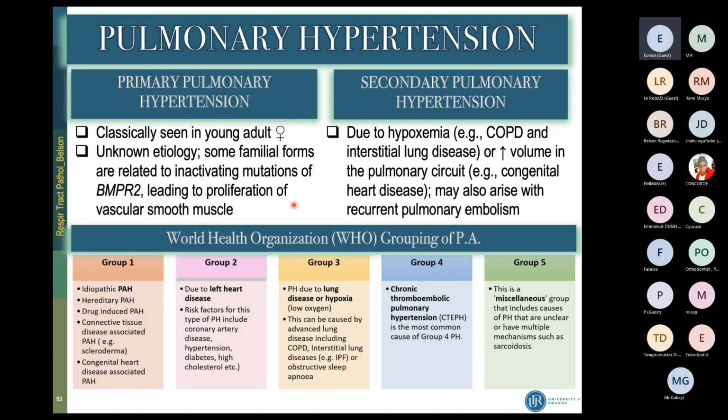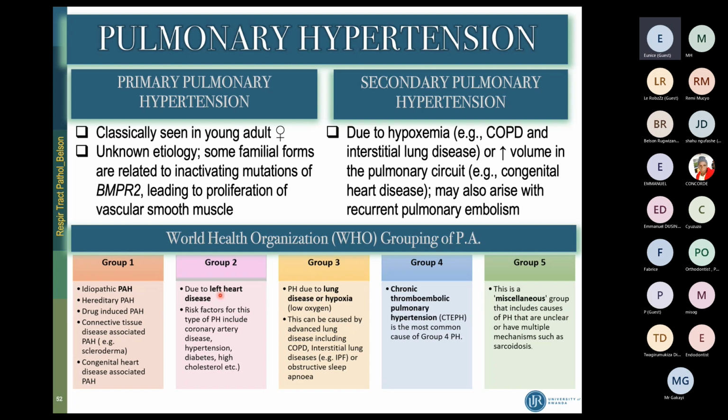So there is primary and secondary. So primary pulmonary hypertension is usually seen in young adult females. The etiology is not known. Because when you know the etiology, then it becomes a secondary pulmonary hypertension. And usually this patient will have also chronic obstructive pulmonary disease and so on. So there is a classification by WHO, ni ukuvuga umurwayi afite idiopathic pulmonary hypertension, hereditary and so on. Both are under group 1.